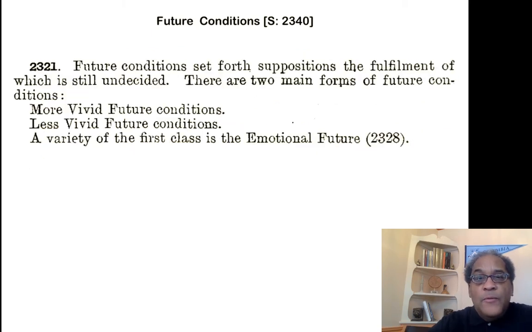So finally, we move to future conditions. Future conditions set forth suppositions, the fulfillment of which is still undecided. There are two main forms of future condition, that is, the more vivid future condition and the less vivid future condition. And then a variety of the first class, that is, a variety of the more vivid future conditions, is the emotional future. So really, you could just say there are three types: more vivid, less vivid, and emotional, as we'll see.